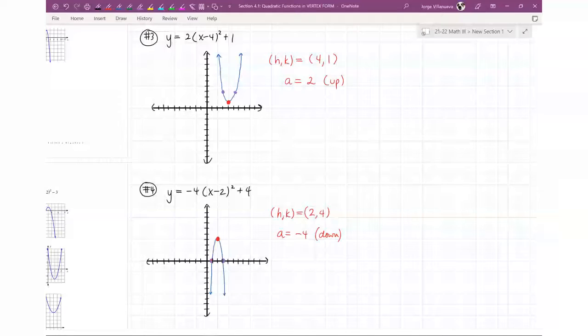So I'm going to write that for us right here because they're going to ask you that in a couple questions. Is it a minimum or is it a maximum? Okay, so that vertex on the bottom is a maximum. It's the highest point on the graph. Whereas for number 3, it's going to be a minimum.